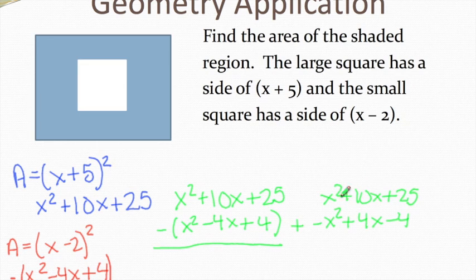So x squared plus negative x squared, those cancel out. 10x plus 4x is 14x. 25 plus negative 4 is positive 21. So our answer is 14x plus 21.